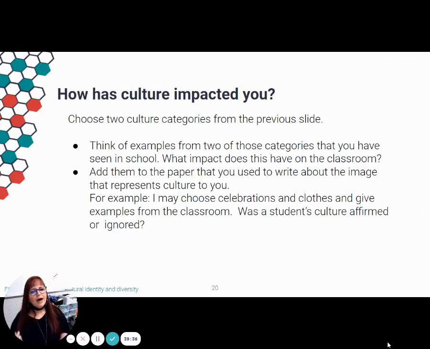How has culture impacted you? Choose 2 culture categories from the previous slide. And again, you're going to write this down. Think of examples from 2 of those categories that you have seen in school. What impact does it have on the classroom? Add them to your paper that you use to write about the image that represents culture to you. For example, I may think of my classroom in the past and think about celebrations that we've had and clothes.